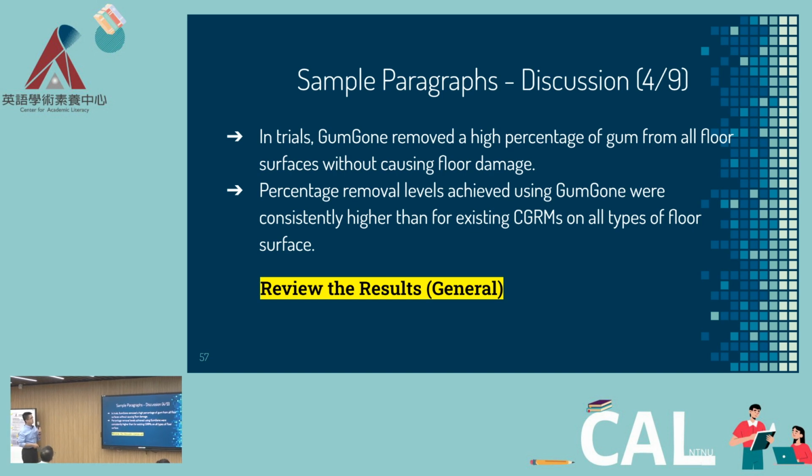Gum Gun removed a high percentage of gum from all floor surfaces without causing floor damage. Okay, the next one. Percentage removal levels achieved using Gum Gun were consistently higher than pre-existing CGRMs on all types of floor surface. Yeah, the author wants to provide a general overview of the results. Remove a high percentage without causing floor damage from all floor surfaces. You can see the increase across three categories, different carpet floors, different levels, and they were consistently higher than existing ones. So that's the general results.